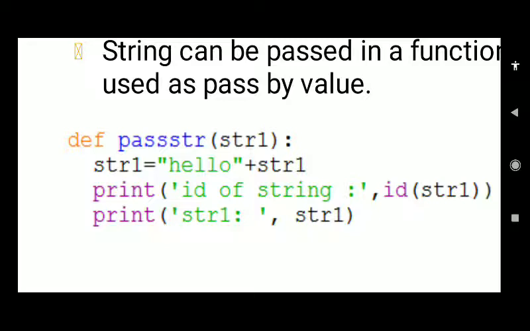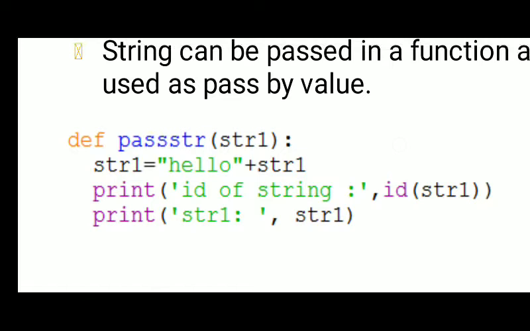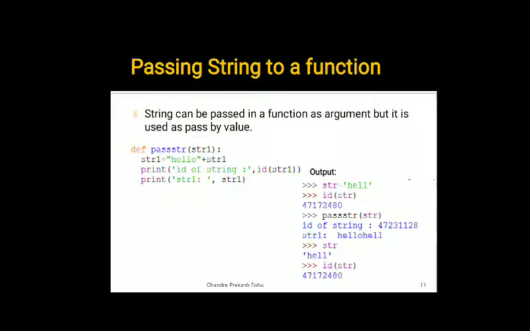Whatever string you pass to this function will be given to str1, and when you write str1 equals hello plus str1, that string will be added to hello. In the second line the id of the string is printed, and in the third line the string is printed. Here you get the output.